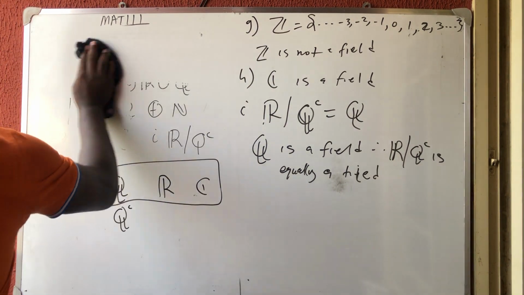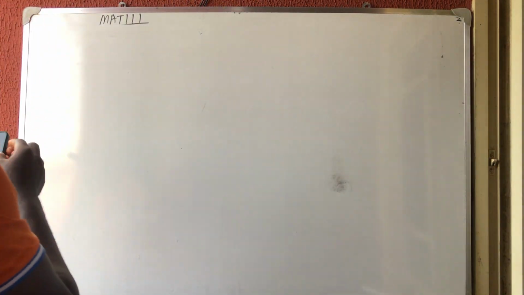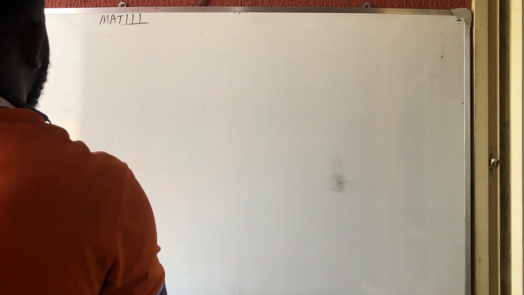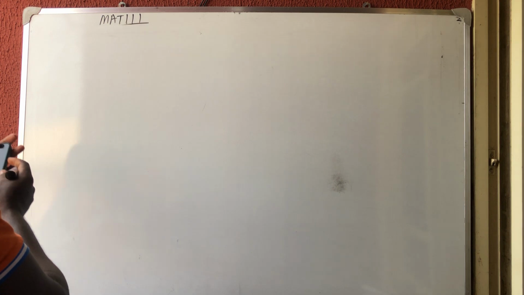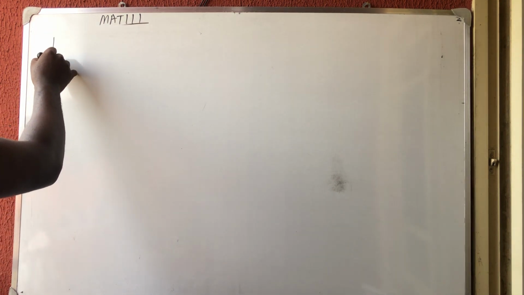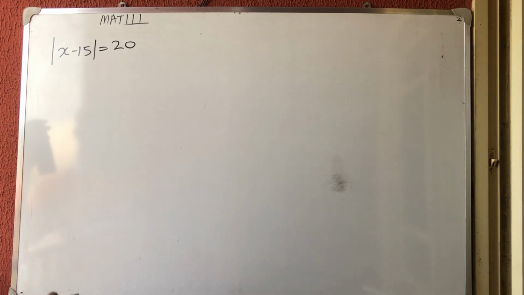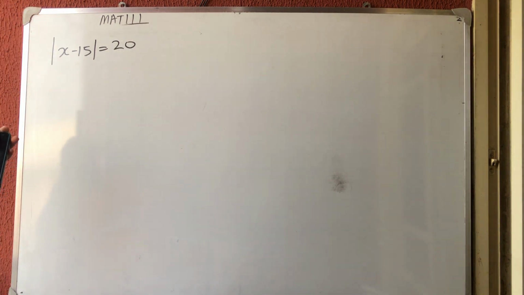Okay, I can click here. So the next question, we've answered 2, 3, and 5, 6, and 8. Where is 5? Okay, 5 says the absolute value of x minus 15 is equal to 20. The absolute value of x minus 15 is equal to 20.